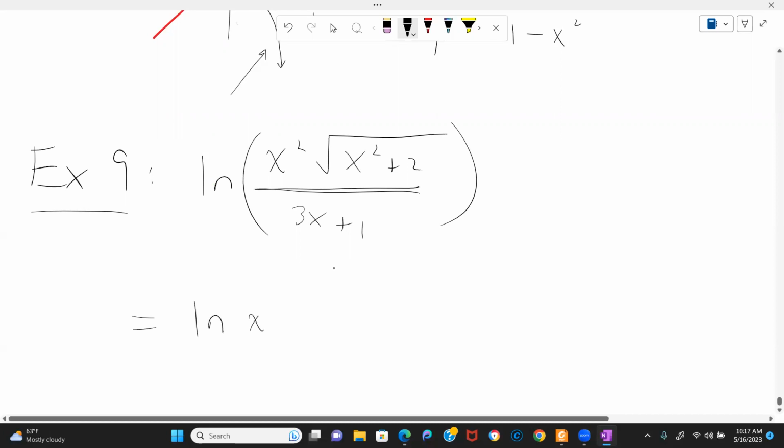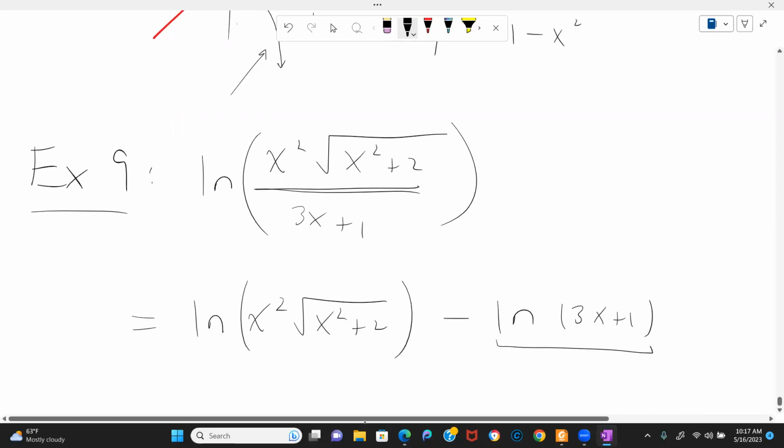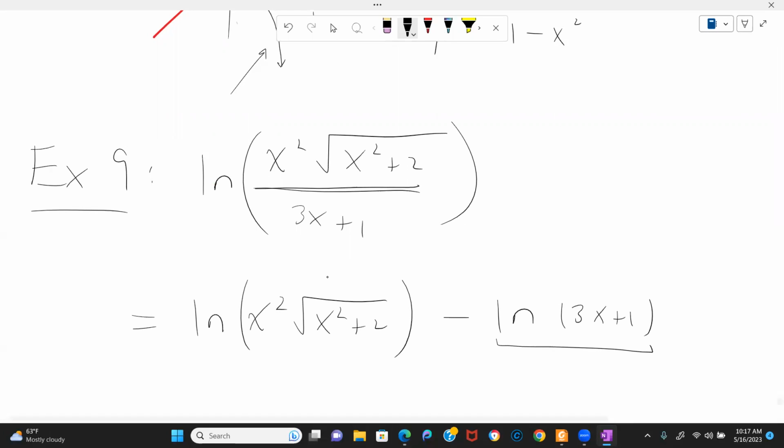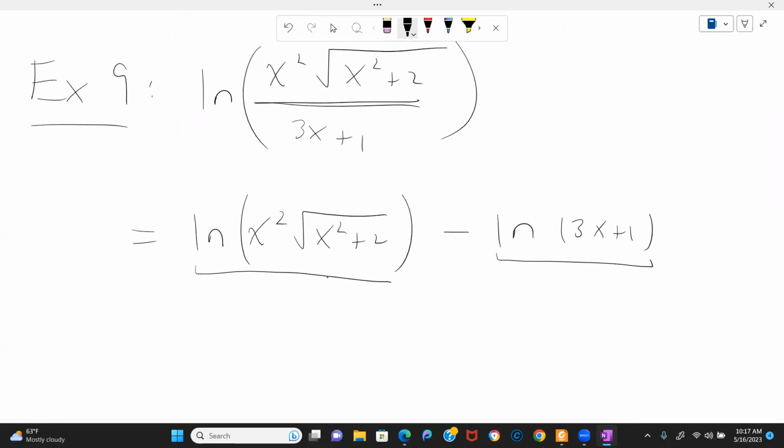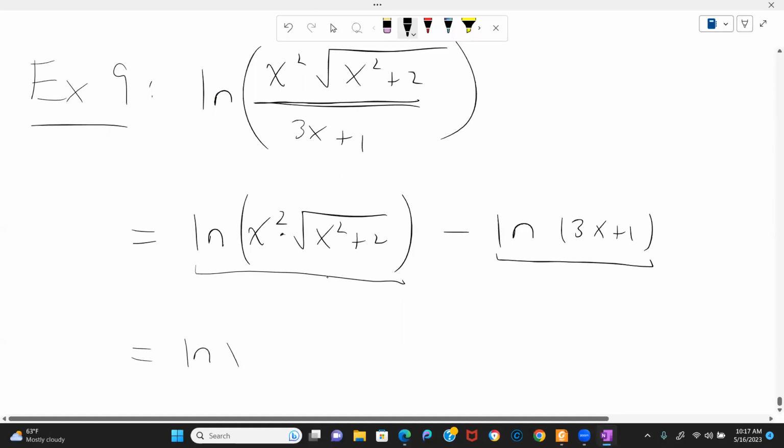So it's the ln of (x squared times the square root of x squared plus 2) minus the natural log of 3x plus 1. Now there's not anything else you can do to simplify this last part, but the first one can be simplified a bit. We have this product here, and we know products become sums. So this is the natural log of x squared plus the natural log of the square root of x squared plus 2, minus ln of 3x plus 1.